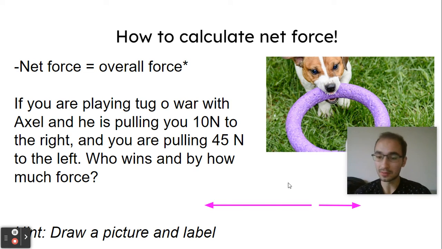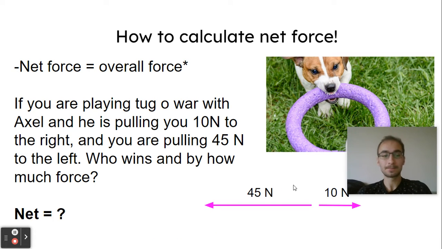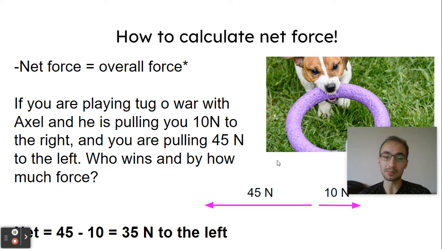Please draw a picture and label each arrow, and then figure out what's the net force. Hopefully you labeled 45 here, 10 here. The overall force is going to be 35 newtons to the left, because this arrow is bigger, so it's going to be overall to the left.